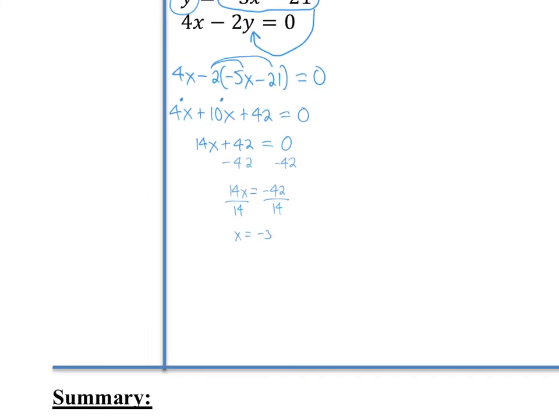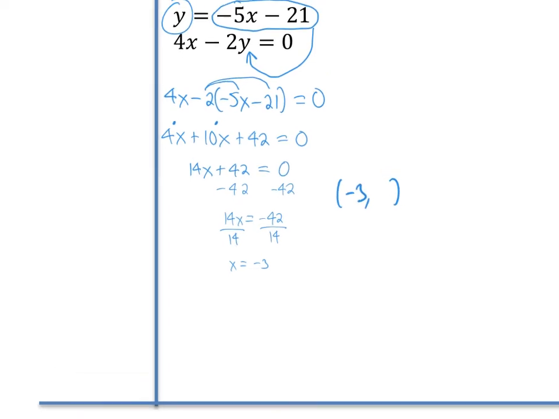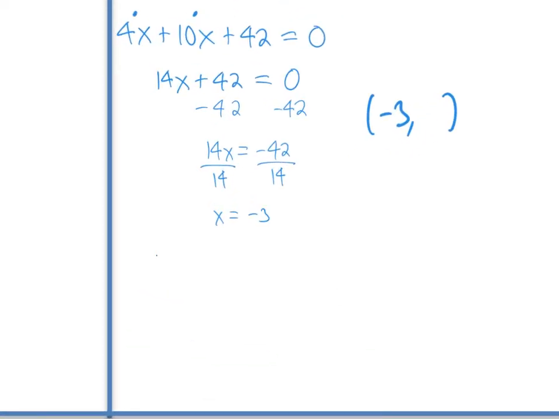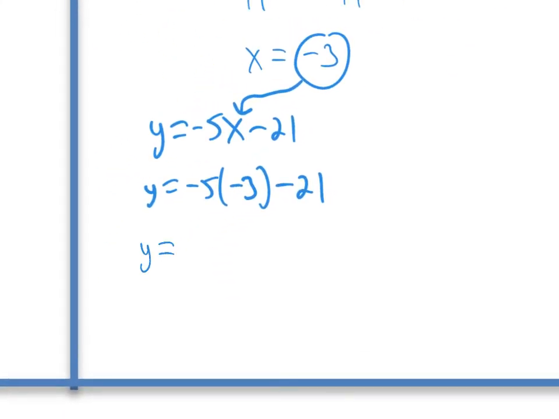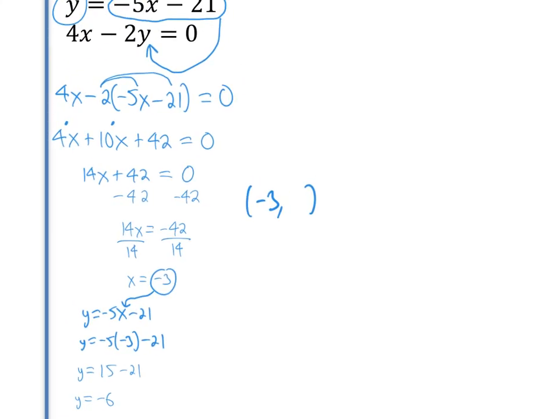That's actually half of our answer. Half of our answer is negative 3. That's our x. What's our y value? We got to plug into the original equation now. We're going to plug into y equals negative 5x minus 21. We're going to plug in this negative 3 in for x. So we're going to have y equals negative 5 times negative 3 minus 21. Negative 5 times negative 3 equals 15 minus 21. And then 15 minus 21 is negative 6. So our final answer is negative 3, negative 6. And there's our answer.